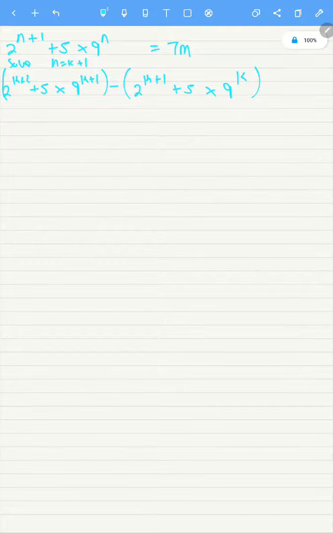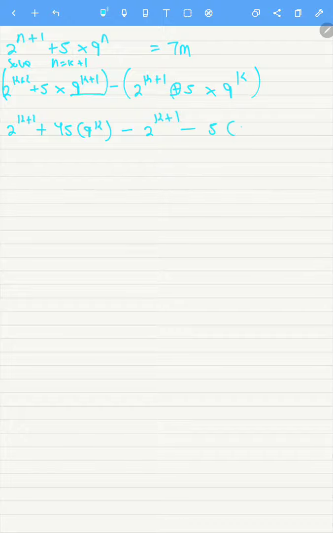So this can be rewritten as 2 to the k plus 2 plus, then let's just take this part into brackets, 9 to the 1 is 9. 9 times 5 is 45, 45 times 9 to the k, because obviously you can separate this out into 9 to the k times 9 to the 1. Then minus 2 to the k plus 1, and minus, where we're changing this plus into a minus, 5 times 9 to the k.